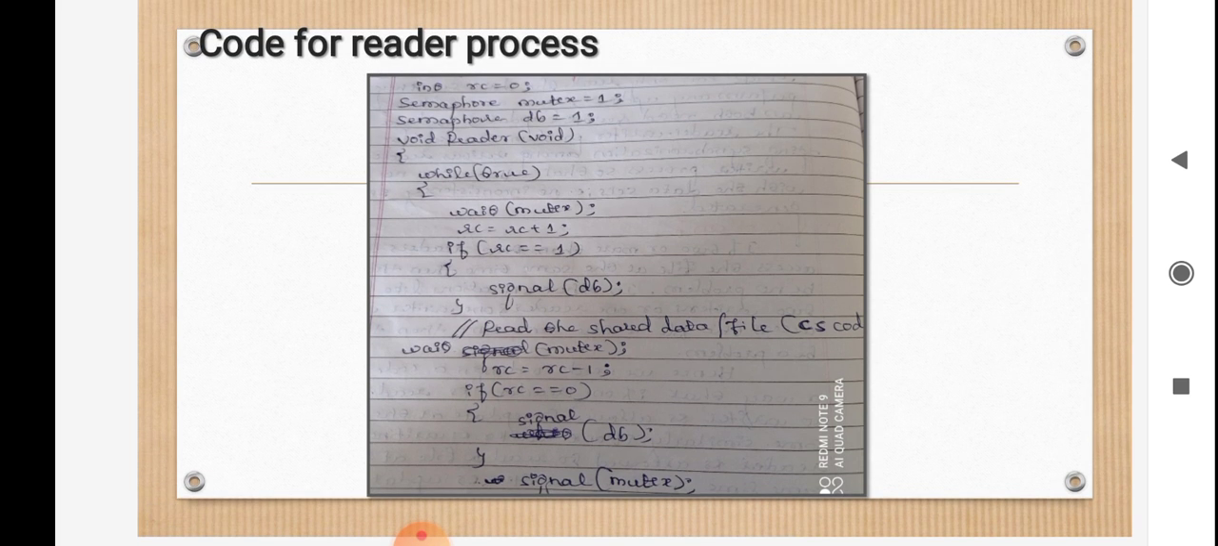So RC value has now become 1. So 1 is equal to 1. If it is true, we are going to perform the signal operation. What does the signal operation do? With the signal operation, we are incrementing the value of a semaphore. Which semaphore are we incrementing? DB. There are two semaphores, as I already told.